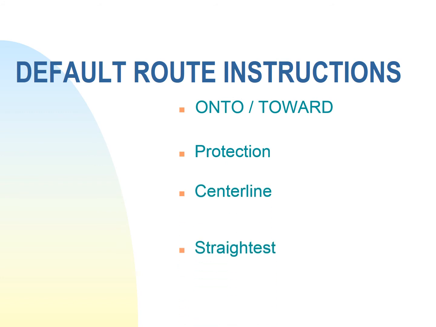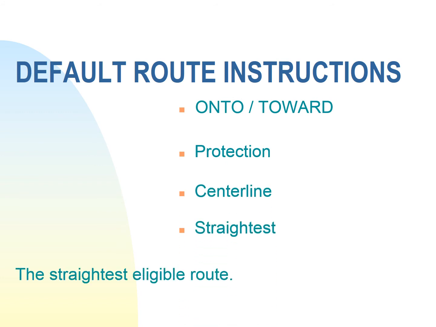So after onto, toward, protection, center line, we get to straightest, which is very simply the straightest eligible route. So in this example, we're not onto or toward. There isn't a single route without a stop or yield sign. There isn't a single route with a center line, so we go straightest.